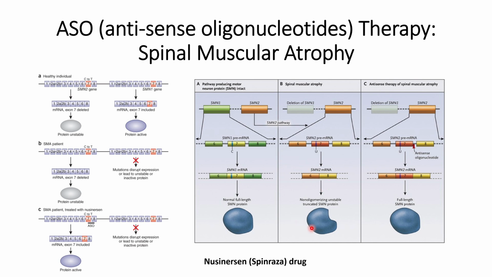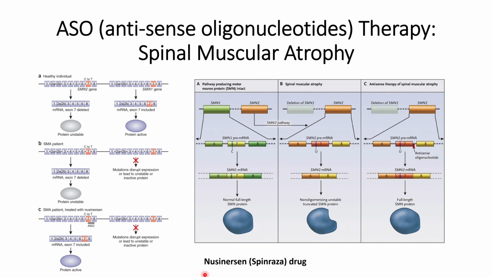Because of this, it leads to an unstable, non-oligomerized, truncated SMN protein. And what happens in the antisense therapy of spinal muscular atrophy is that this antisense oligonucleotide is added at the end of the seventh exon. This will prevent the exclusion of exon 7 from the final mRNA, and with the inclusion of this seventh exon in the final mRNA used for protein coding, this leads to the formation of full-length SMN protein that is functional. And a drug that has been approved to do this is Nusinersen.